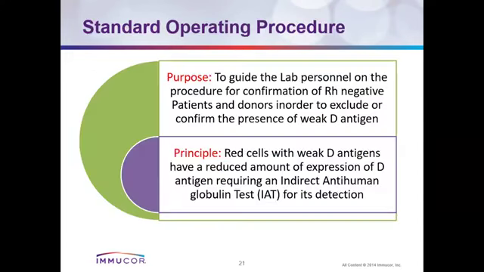So let's go briefly into the standard operating procedure. I know many people would ask, so how do we do this weak D? It is a simple Coombs test. The purpose is to guide lab personnel on the procedure for confirmation of rhesus negative patients and donors, in order to exclude or confirm the presence of weak D antigen. If it is there, you will see a positive. If it is not there, it will remain negative. The principle: red cells with weak D antigens have a reduced expression of D antigen, so this requires using an indirect anti-human globulin reagent for the detection of the weak D.